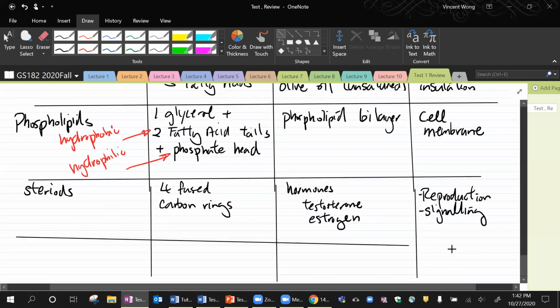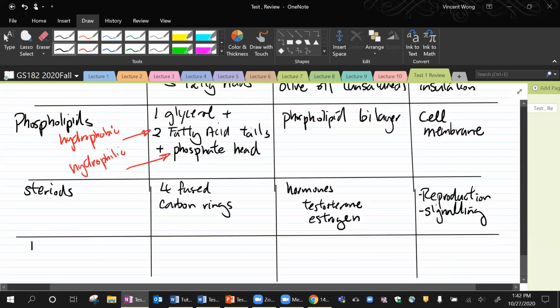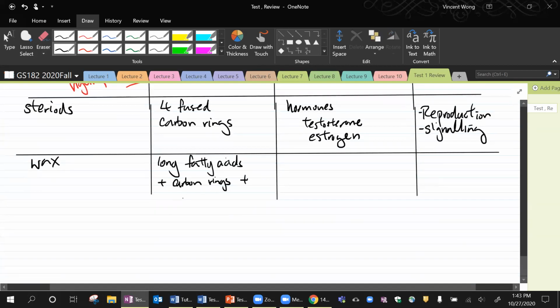Lastly, wax. Just very quickly, wax. This one is going to have long fatty acids plus some carbon rings, and plus I think in the lecture notes I mentioned something about alcohol, right?